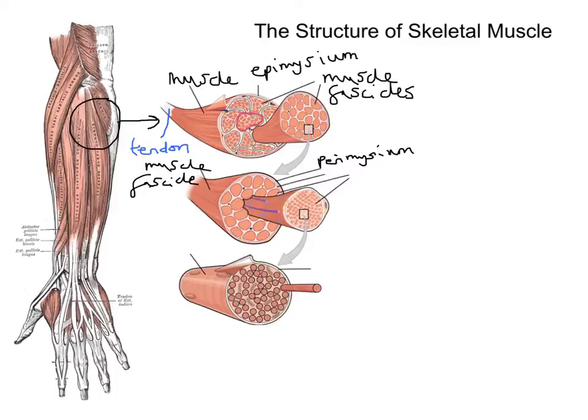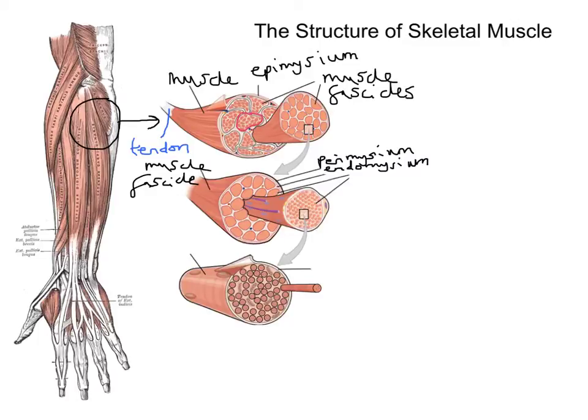And you can see it's coloured in white on this diagram. We have what's called an endomysium. So we can put that in place. The endomysium is, again, a layer of connective tissue, but it has nerves and blood vessels associated with it.